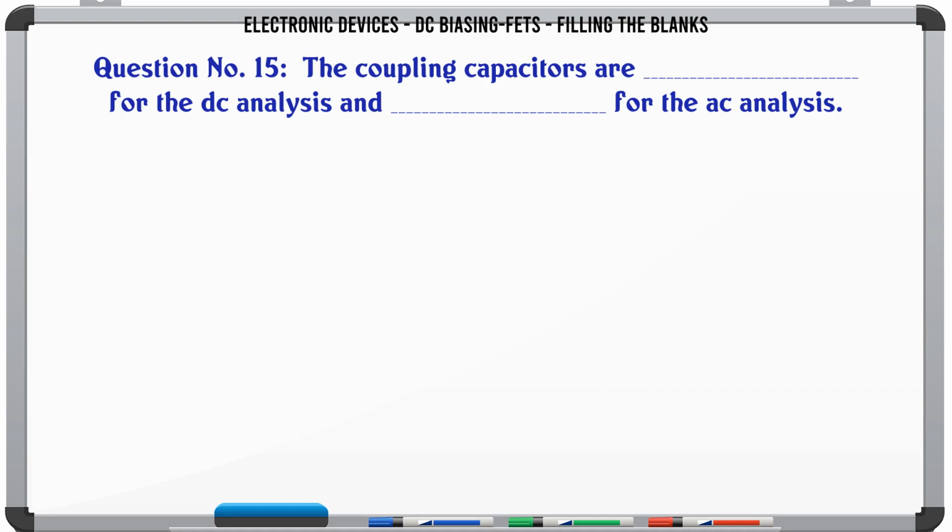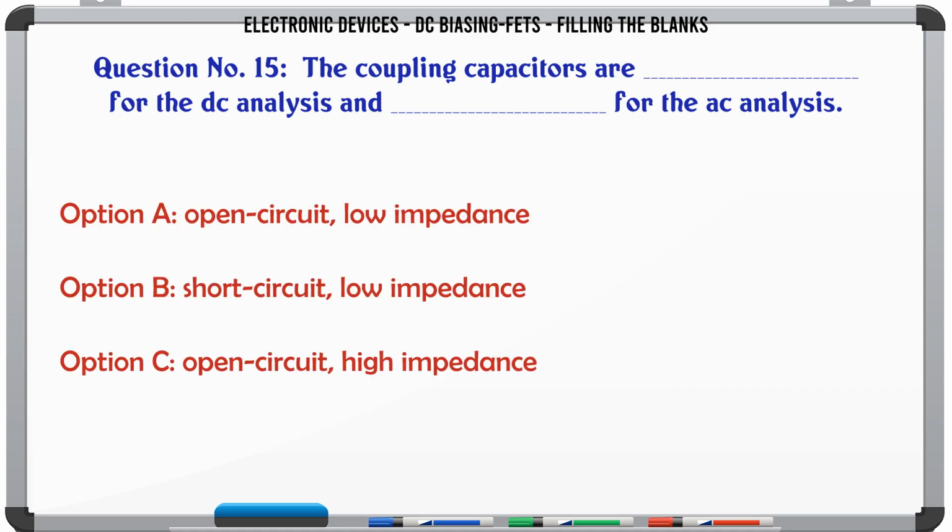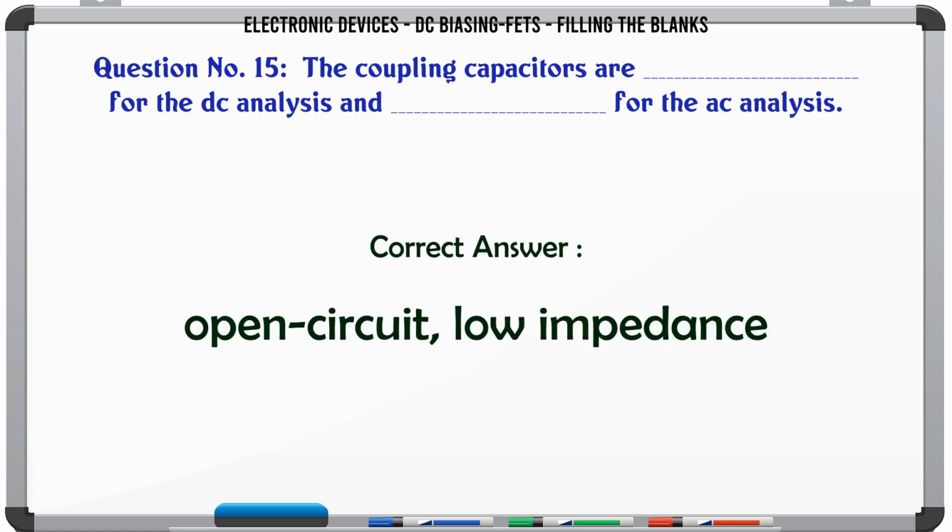The coupling capacitors are for the DC analysis and for the AC analysis. A. Open circuit, low impedance. B. Short circuit, low impedance. C. Open circuit, high impedance. D. None of the above. The correct answer is open circuit, low impedance.